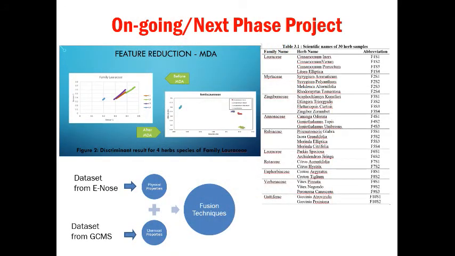This project is still ongoing, so we are improving our algorithms. For feature reduction, we now use MDA, the multiple discriminant analysis. From the figure, you can see that MDA shows better separation between the herb species. We also add more sample data, 30 here. Based on that, we can develop the database for herb species based on the ENOS. We also want to develop a database for herbs from the GCMS. Based on these 2 different properties, physical and chemical, we combine them using fusion techniques. This is our next phase of the project.